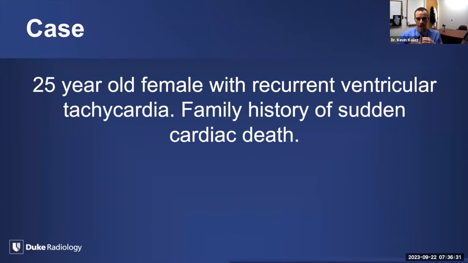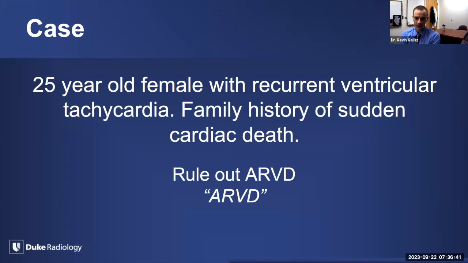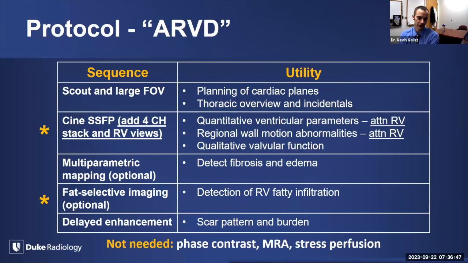Next case, 25-year-old, recurrent ventricular tachycardia. It turns out she has a strong family history of cardiac arrhythmias, even sudden cardiac death. So this kind of history and demographic typically leads to an ARVD evaluation. So this protocol here is kind of like a cardiomyopathy protocol.